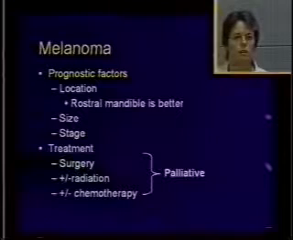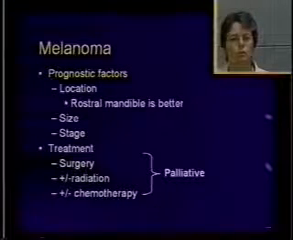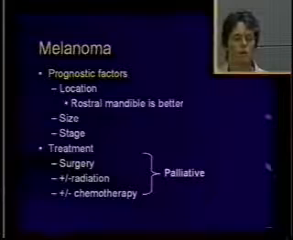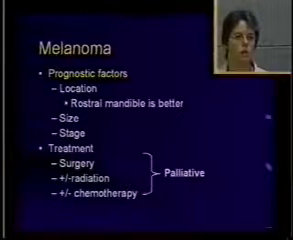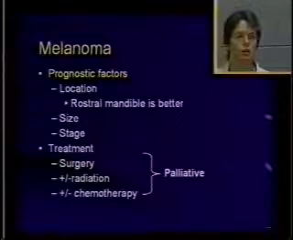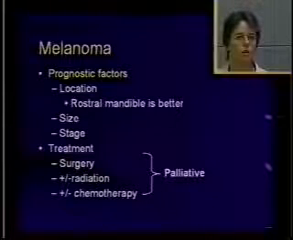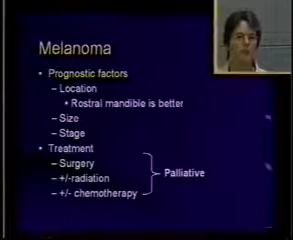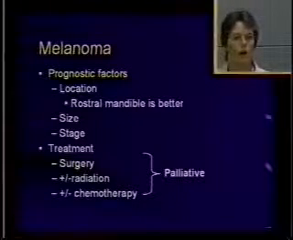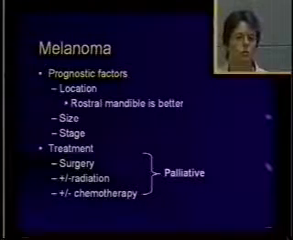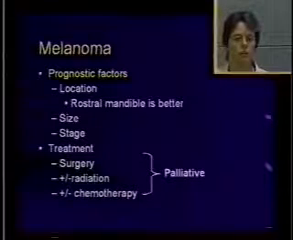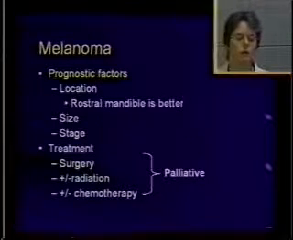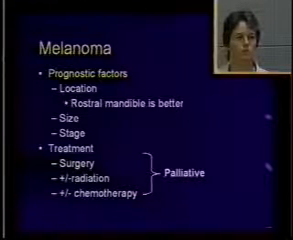Prognostic factors for melanomas include location. Tumors that are located on the rostral mandible tend to be more successfully treated, partly because we can usually get wider resections, and so we cut down on the local recurrence rate. Size is also a prognostic factor. Tumors that are less than 2 centimeters in size do better than tumors that are larger. And then stage. If animals already have evidence of metastasis to the regional lymph node, in this case one of the submandibular lymph nodes, their prognosis is much worse.